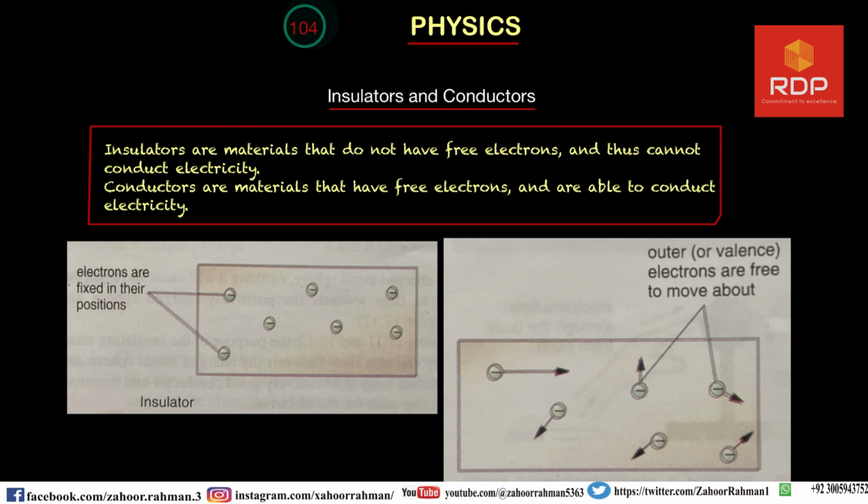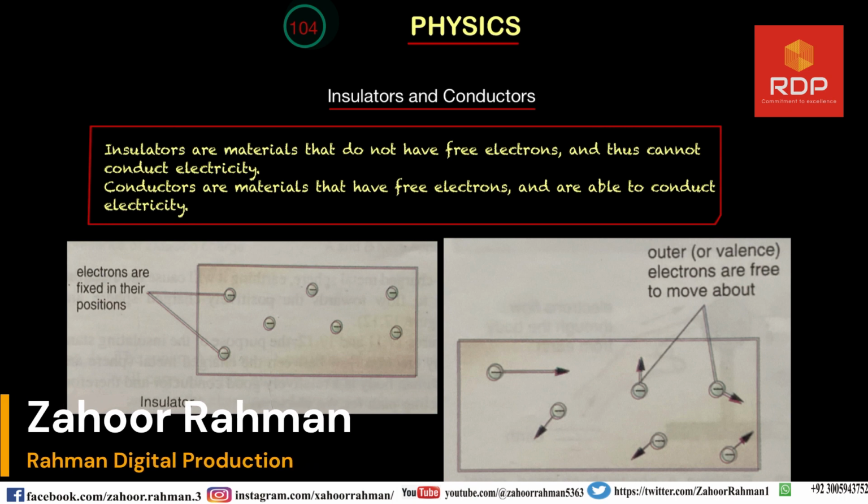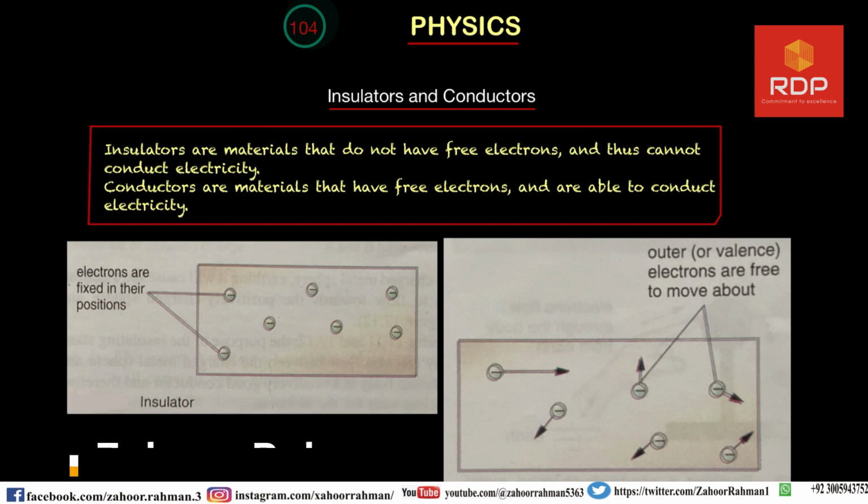these two figures. So electrons are fixed in the case of an insulator, and it requires a lot of energy to remove the electrons from the effect of the nuclei. And in the case of conductors, the electrons are not tightly bound to the nuclei and can be removed easily. So this picture is giving you this scenario.